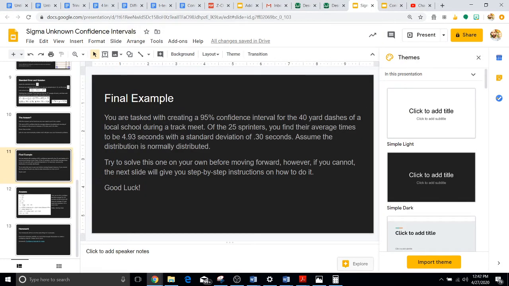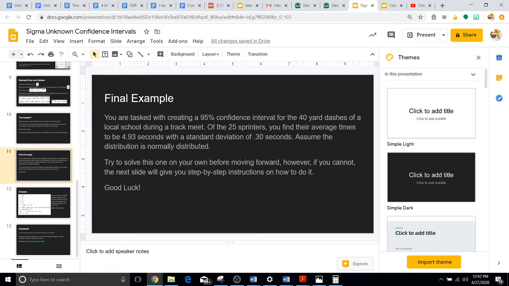Let's take a look at this final example. It says you are tasked with creating a 95% confidence interval for the 40-yard dash times of a local school during a track meet. Of the 25 sprinters, you find their average times to be 4.93 seconds with a standard deviation of 0.3 seconds. Assume the distribution is normally distributed.